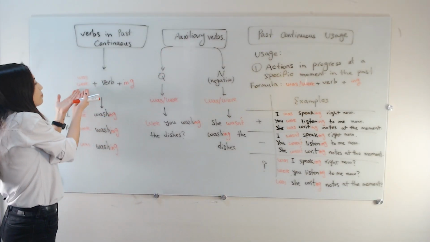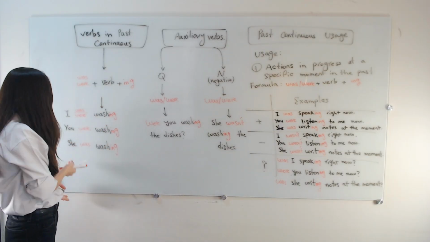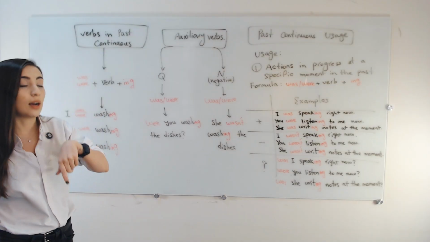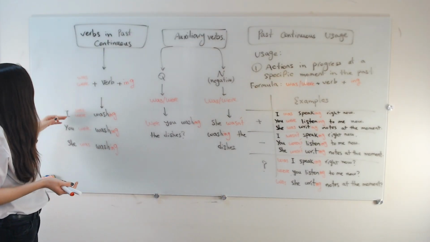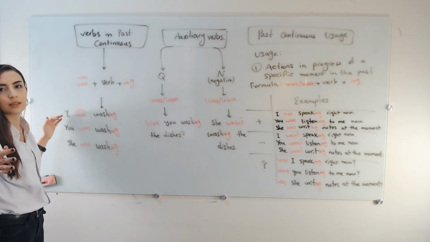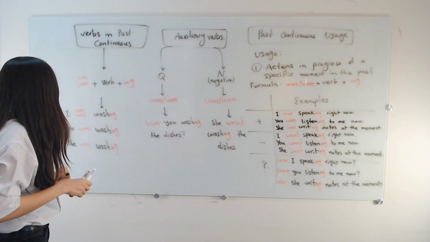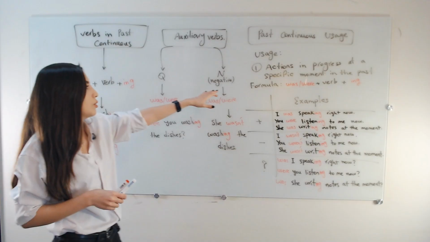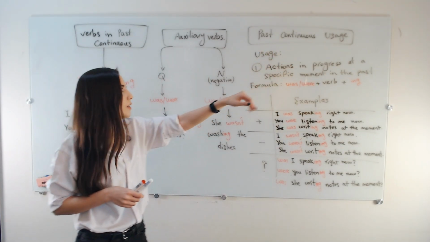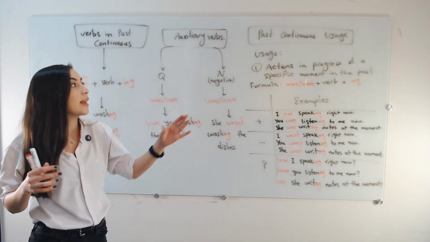Okay, so for you were washing something. She was. So for she and he, as you can see, we use was, and for the rest we use were. For I, I can use was and were both. So this is the formula that we use: was or were plus verb plus ing. This is the format that we use for the verb in past continuous.